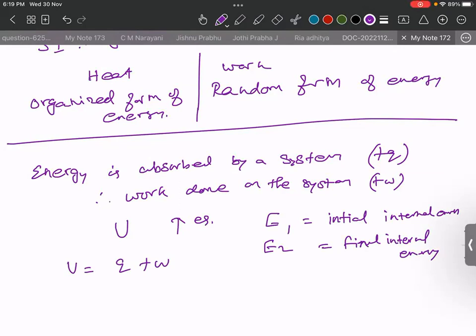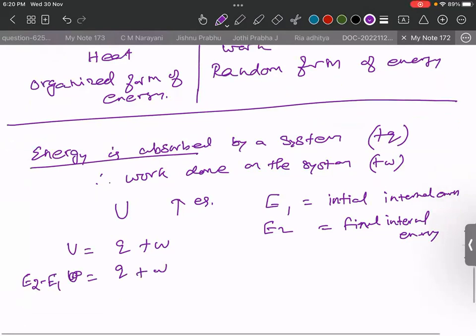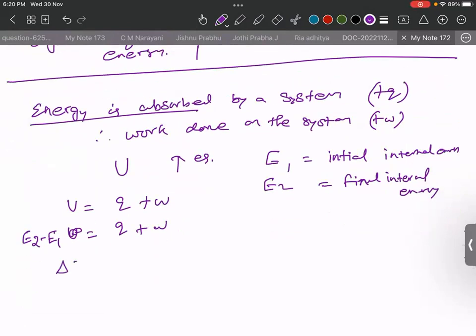Okay. So now you tell me, is this an endothermic or exothermic process? Energy is absorbed. Then what is the process? It's an endothermic process. Look now. What we are saying is E2 minus E1 becomes Q plus W. So what is E2 minus E1? It becomes delta E or delta U, anything you can put. Delta U is equal to Q plus W. This is the first law of thermodynamics.